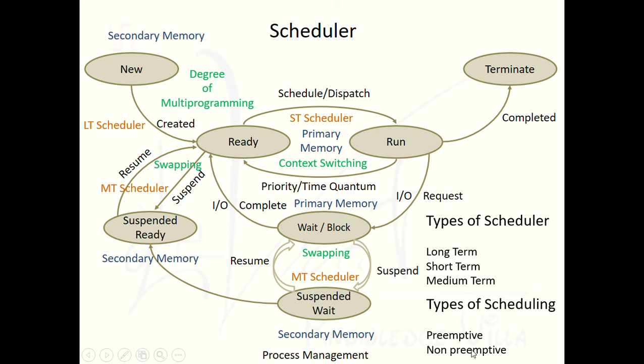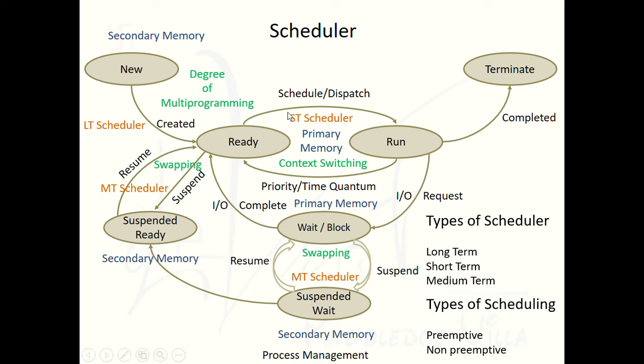There are 2 types of scheduling: preemptive scheduling and non-preemptive scheduling. In preemptive scheduling, we stop a process because a higher priority process is arriving, or the time quantum of the running process is over, and we schedule some other process. This is known as preemptive scheduling, because here we stop one process and allow another process to run.